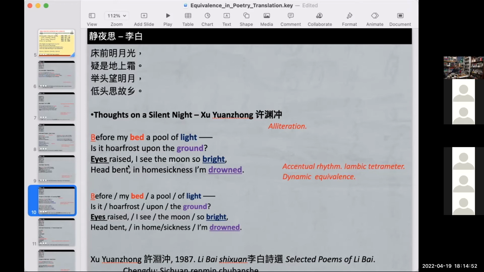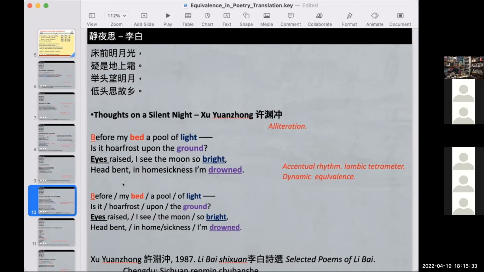Is it hoar frost upon the ground? And again, upon, you see, you put the stress on upon. And then the ground is unstressed. The ground is a much heavier, longer word, so the stress should be there. Eyes raised, not exactly iambic, but since we follow the iambic rhythm, we can read it. Eyes raised could actually be a spondee, a foot of two syllables, both of them stressed. So tam, tam, like this. Eyes raised, I see, and then he returns to the iambic.